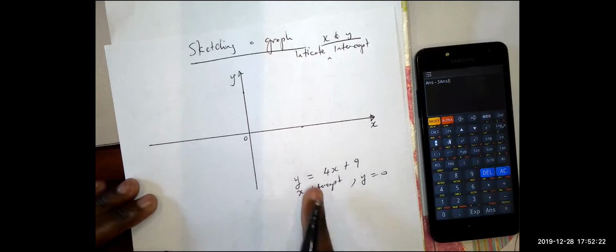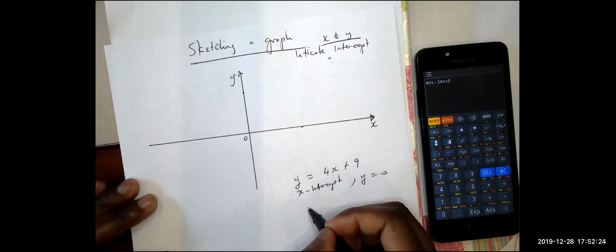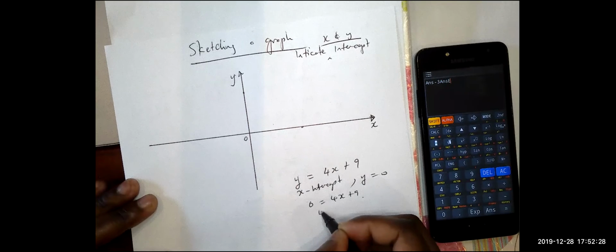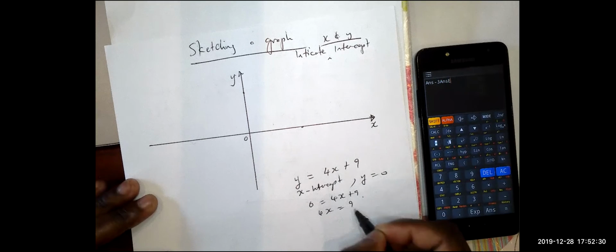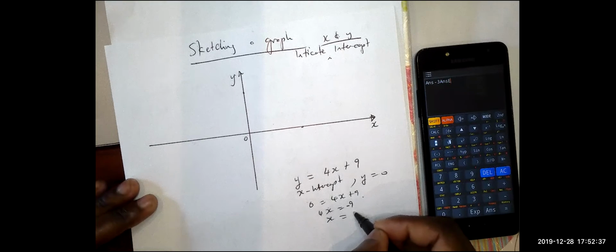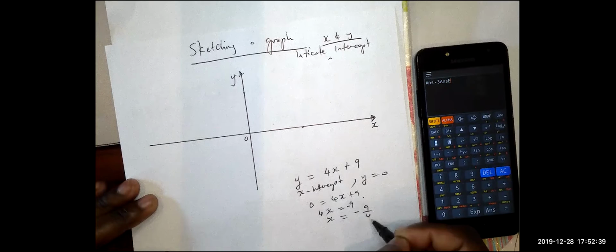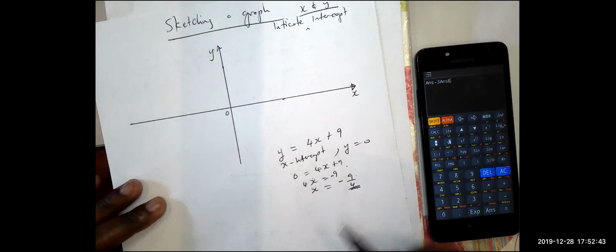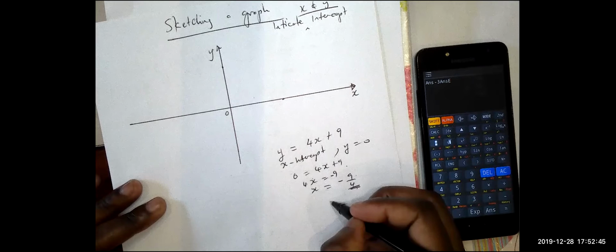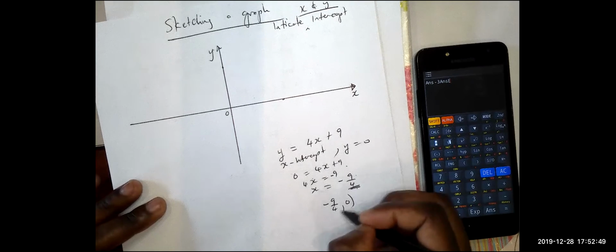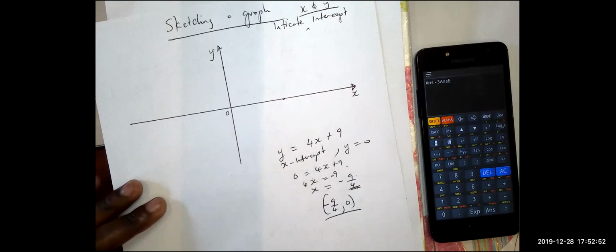So you substitute y equals 0 there. It's going to be 0 equals 4x plus 9. Then 4x equals -9. Then x is going to give you -9 over 4. So when you have -9 over 4, your coordinate in this case will be (-9/4, 0). That's the first coordinate, on the x-axis.